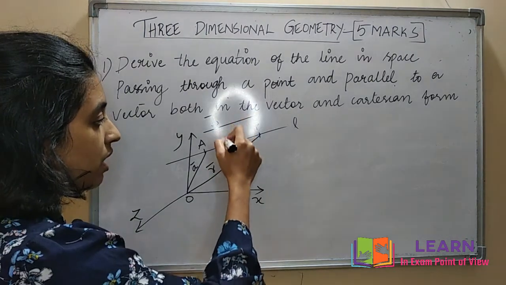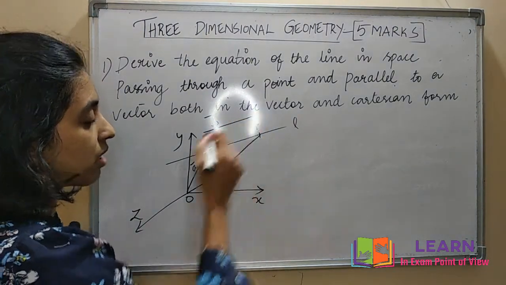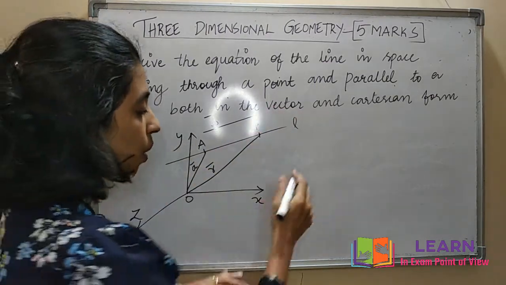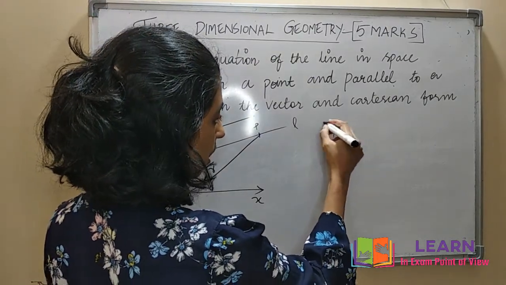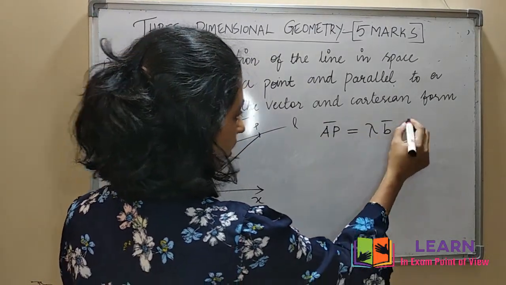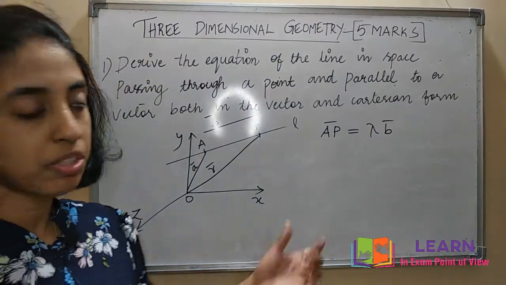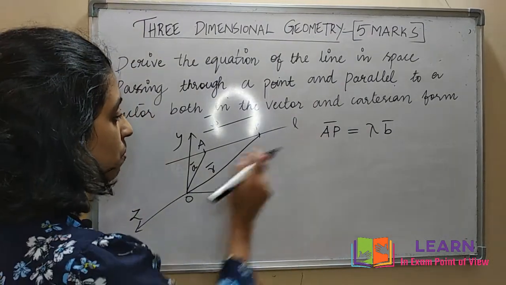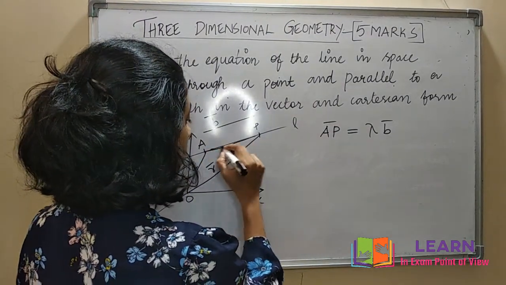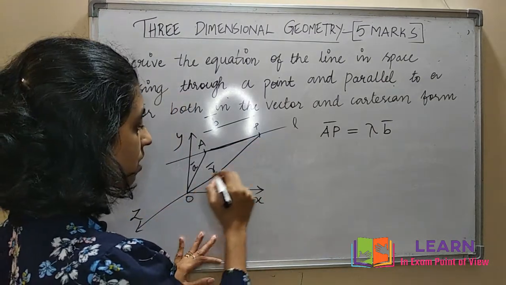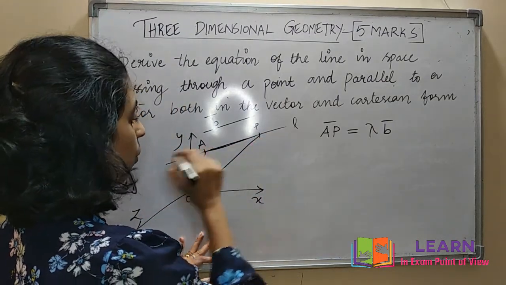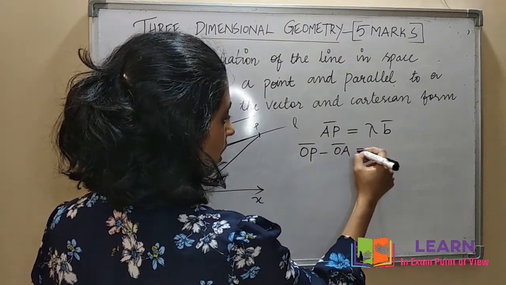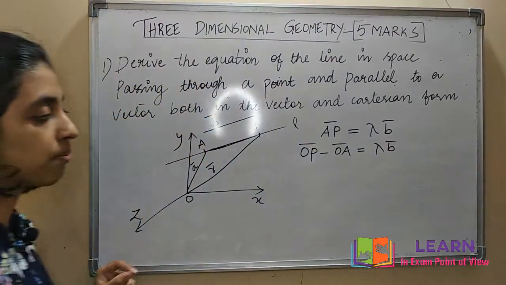So if these two vectors are parallel, this AP vector is parallel to B vector, right? So how can you write? AP is equal to lambda B vector, correct? If they are parallel to each other, you can write like this. Fine. Now, what is AP? This AP can be written as OP minus OA. OP minus OA equal to lambda into B vector.